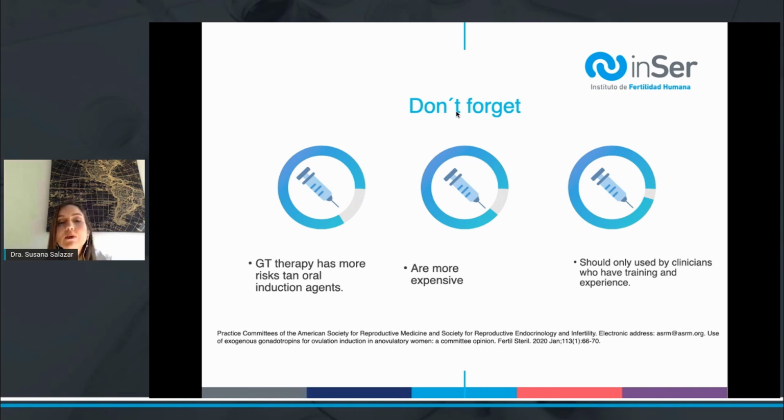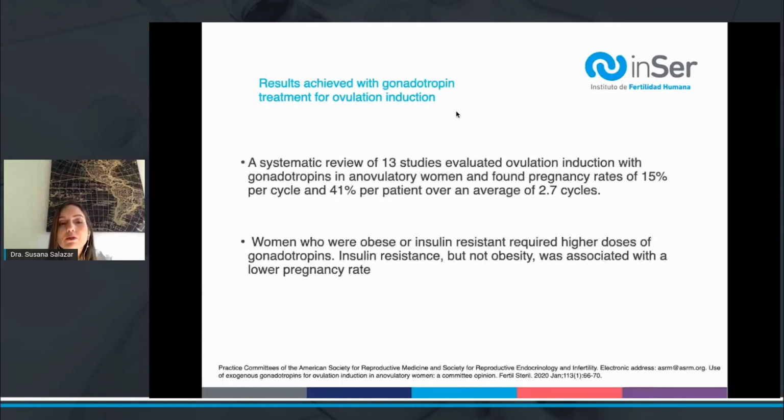The results achieved with gonadotropin treatment for ovulation induction: a systematic review of 13 studies evaluated ovulation induction with gonadotropins in anovulatory women and found pregnancy rates of 15% per cycle and 41% per patient over an average of 2.7 cycles. Women who were obese or insulin resistant required higher doses of gonadotropins. Insulin resistance, but not obesity, was associated with a lower pregnancy rate.